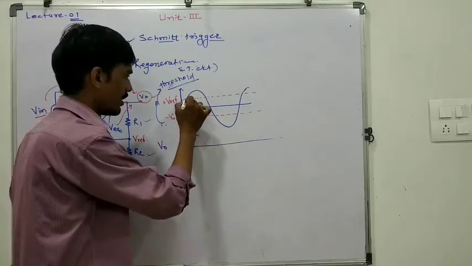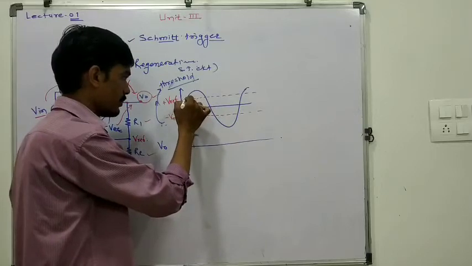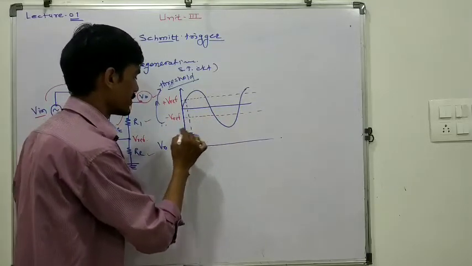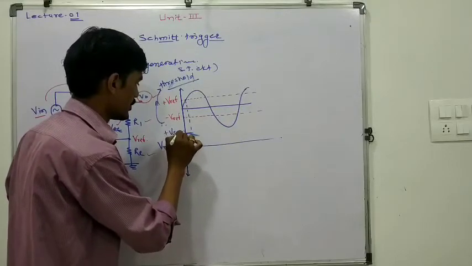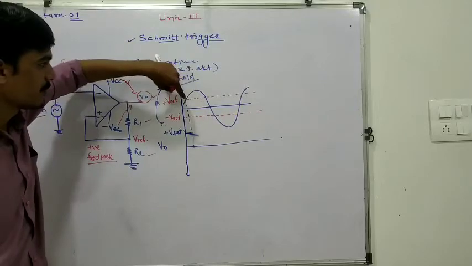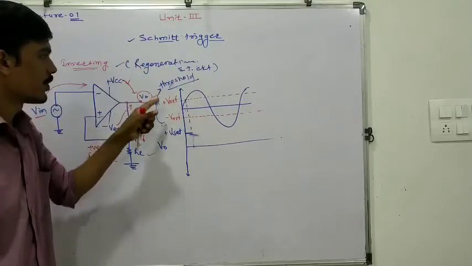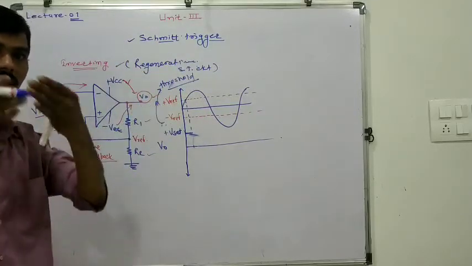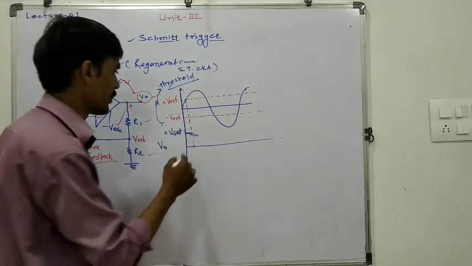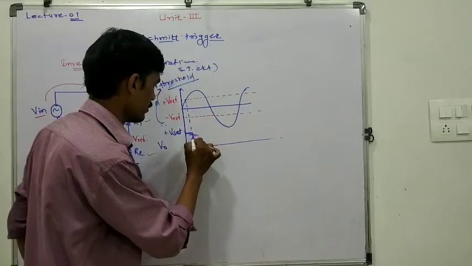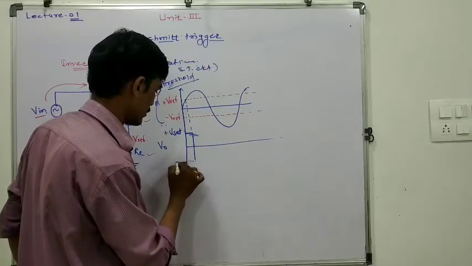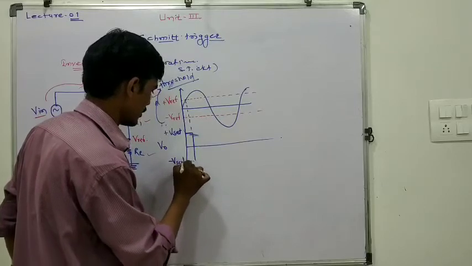So up to this V reference, the input voltage is below the V reference, so we are getting a positive Vsat. This is positive Vsat. At this point, that is V reference, as the input crosses the positive V reference point, we are getting an inverting of the positive. Inverting of the positive means we are getting a negative Vsat. This is minus Vsat.